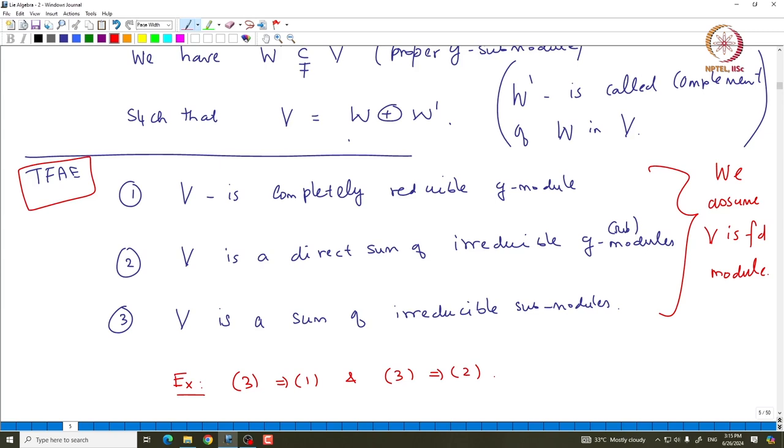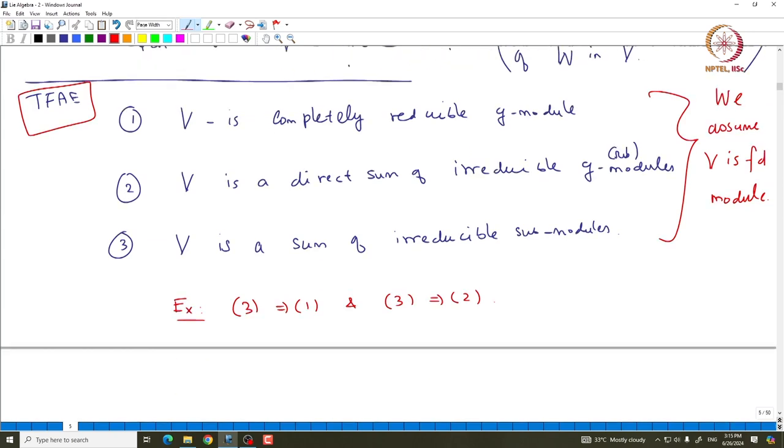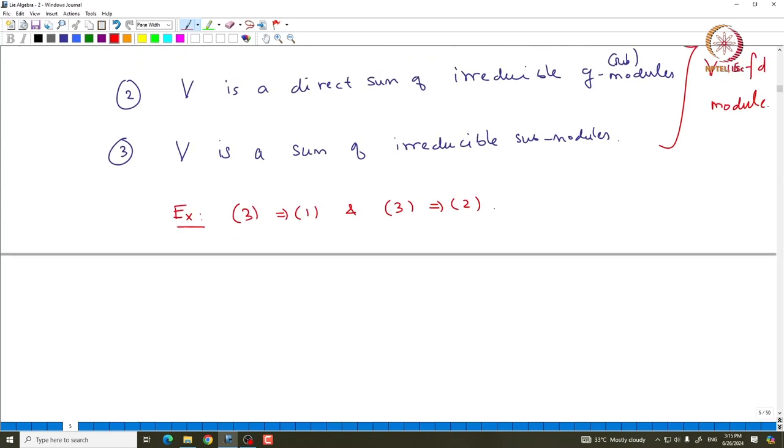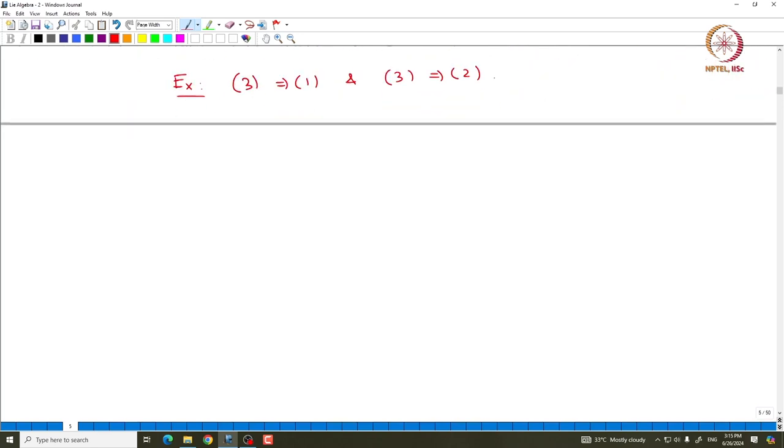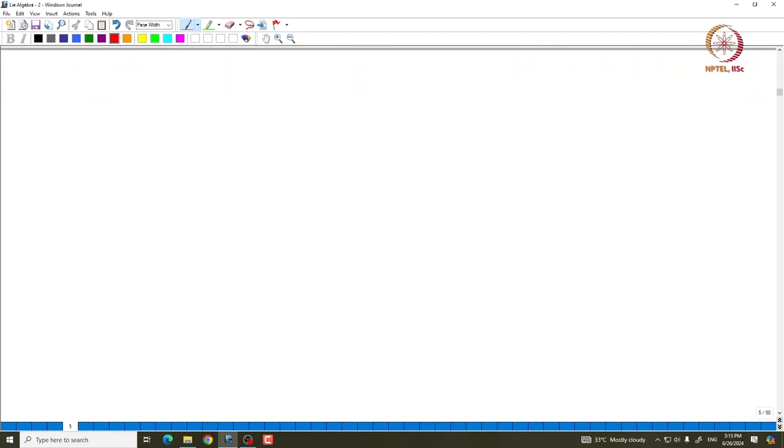Okay, so before actually getting into this characterization of completely reducible modules, let us see some examples and then try to understand what we mean by completely reducible.